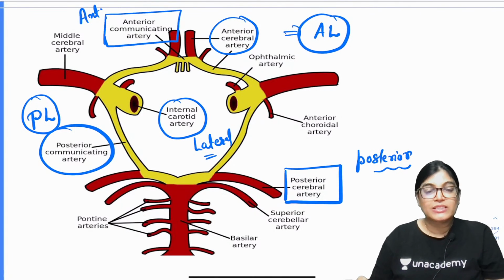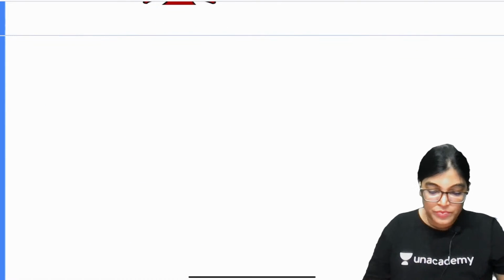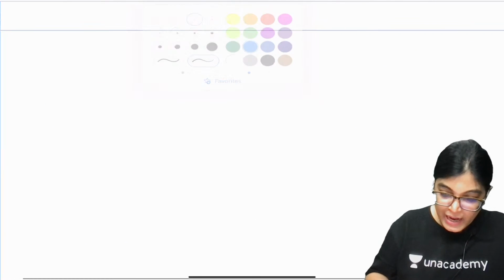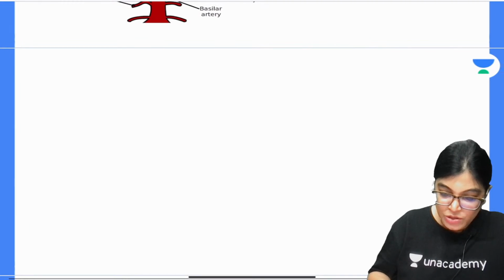Laterally is the internal carotid artery, anterolaterally is the anterior cerebral artery, and anteriorly is the anterior communicating artery. So you can write it also if you want. Quickly we can write, so that if it comes in the examination also, you should know this. This is very important for MCQs also.